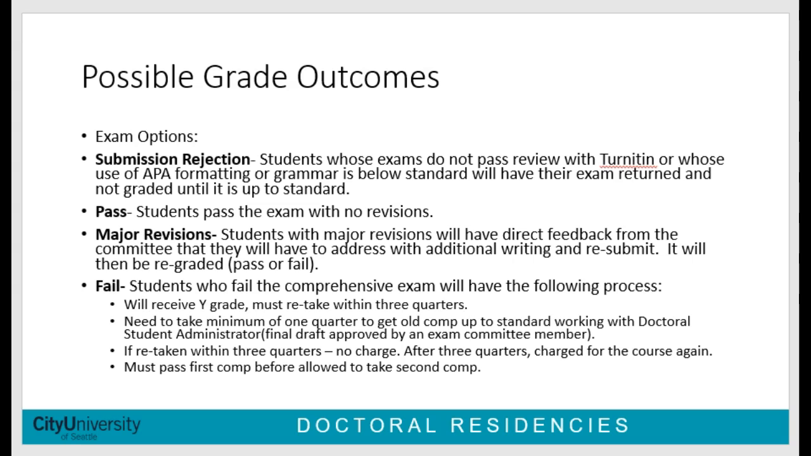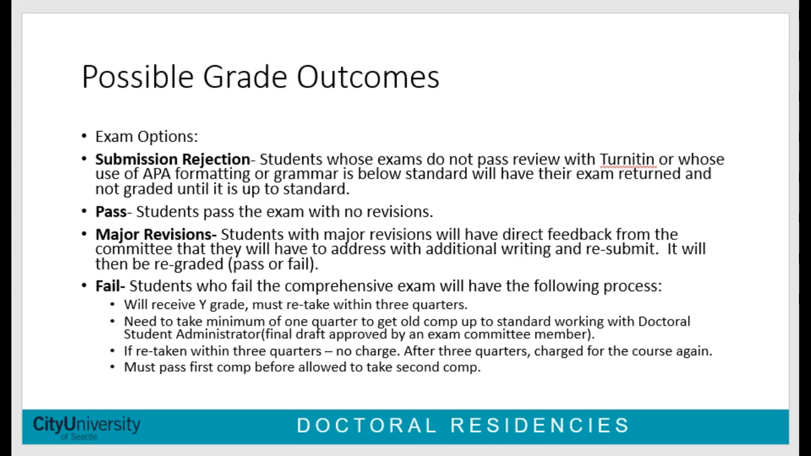Now, those who fail, it means that they were not up to the standard and would not be able to write a dissertation. And so we have to figure out how we can correct that. So we will allow you to retake comps a second time. You'll receive a Y grade and must retake it within 3 quarters. So you will be able to work with someone to help you with your drafting of the new exam. And if you take it within 3 quarters, there's no charge. After 3 quarters, you'll be charged to take the course again.